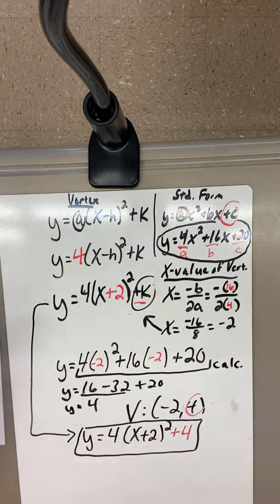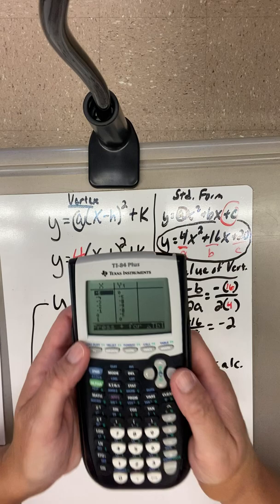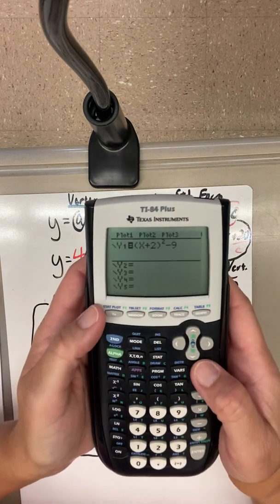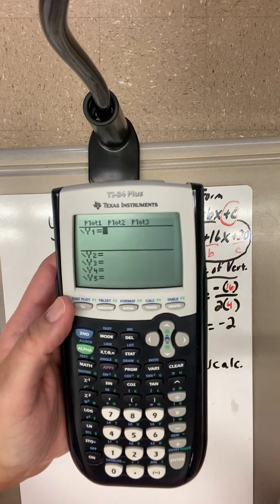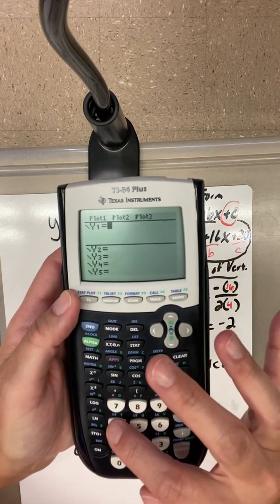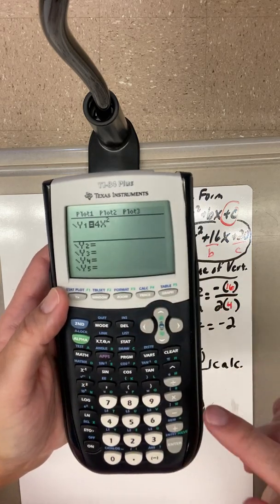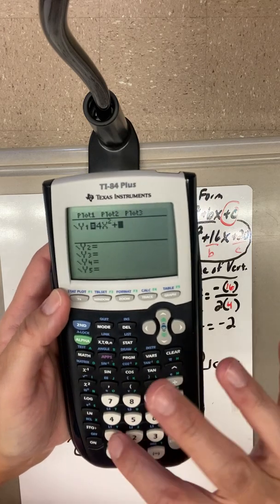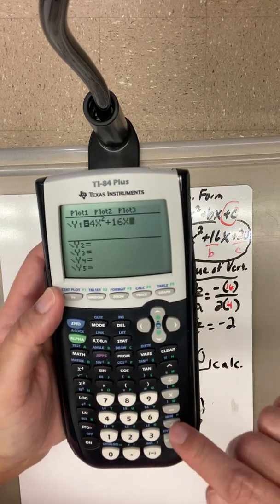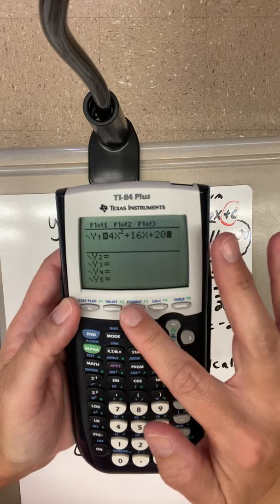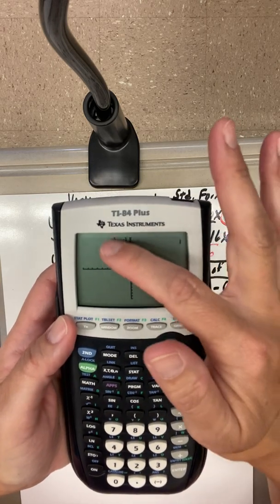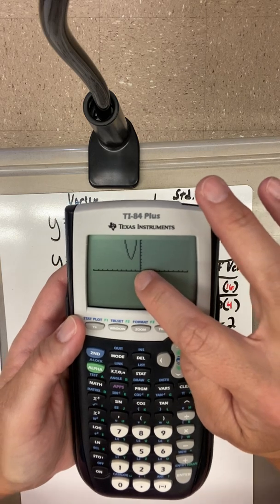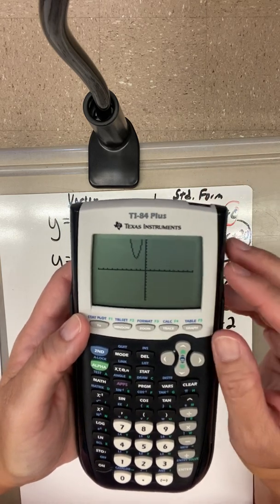And did it. Now remember, you have a graphing calculator, okay? So you can go to your y equals screen, type in the original equation. Don't type in your vertex form, because what if you made a mistake? So type in 4x squared plus 16x plus 20. Now I'm going to zoom 6. So it's opening up. The vertex, look, negative 2, 4, okay?